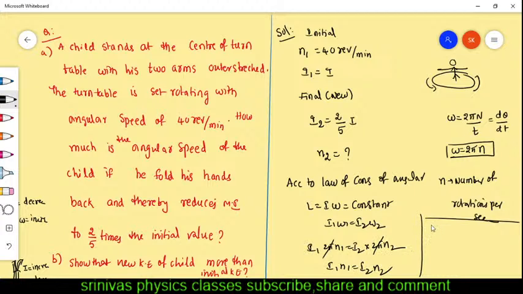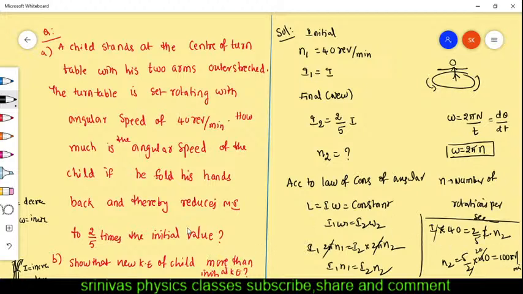I1 is I, n1 is 40, I2 is 2 by 5 into I, and n2 we have to find out. The I will cancel. Then n2 is equal to 5 by 2 into 40. 5 twenties, 2 twenties, you will get 100 revolutions per minute. Now it is taking 100 revolutions per minute.